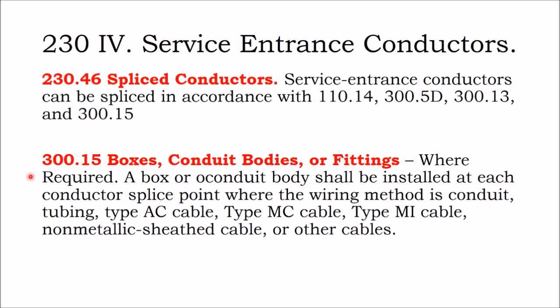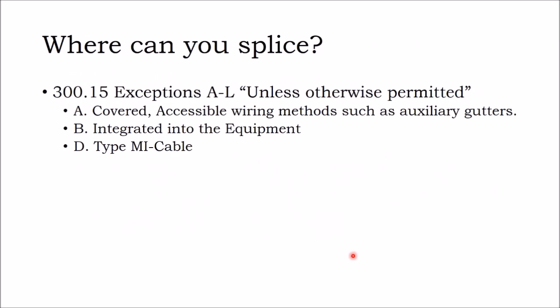So where required, a box or conduit body should be installed at each conductor splice point where the wiring method is conduit tubing, AC cable, MC cable, MI cable, non-metallic sheath cable, or other cables. So typically you're doing splices inside boxes or conduit bodies or fittings. Now it's kind of interesting that you can do splices inside of conduit bodies, except where otherwise permitted.